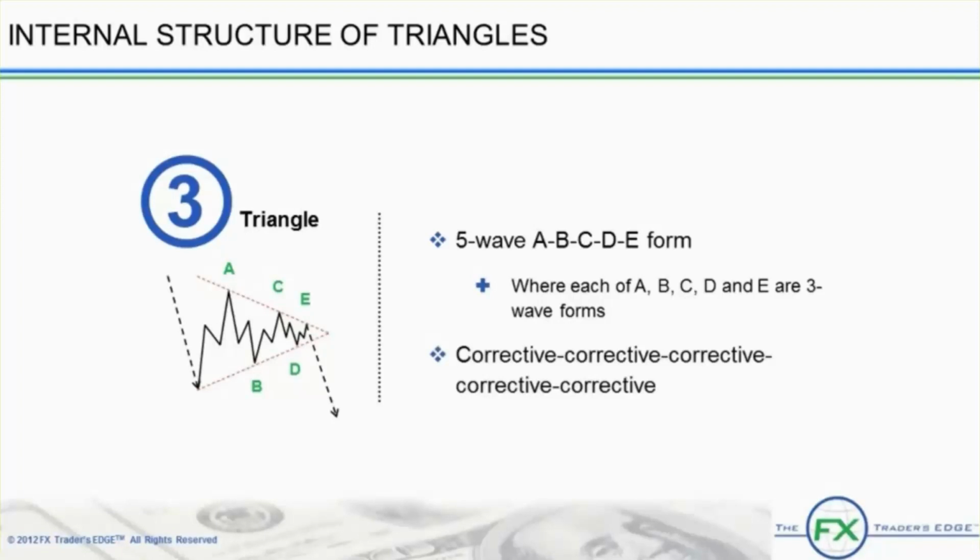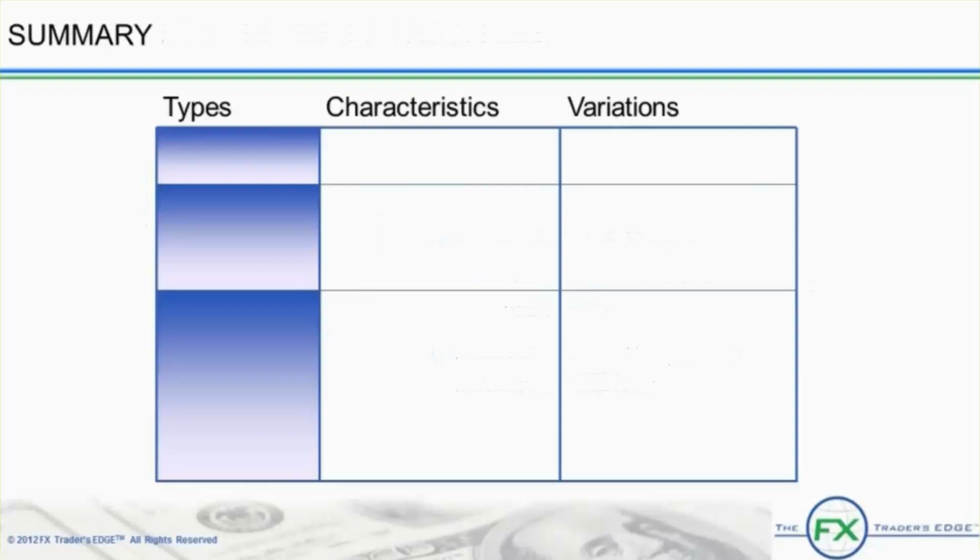Triangles usually occur in the fourth wave positions and are considered sideways consolidation patterns. They are also continuation patterns as they precede the final move in the direction of the current trend. To summarize, a zigzag forms a sharp, 3-wave ABC corrective move. The flat family is characterized as a simple sideways, 3-wave ABC corrective move.